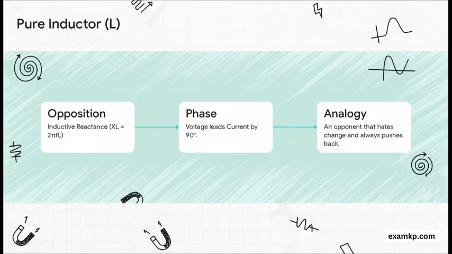And our third player is the inductor. You can think of an inductor as being kind of stubborn. Its whole deal is that it hates change. This opposition to change is called inductive reactance. And it does the exact opposite of a capacitor.